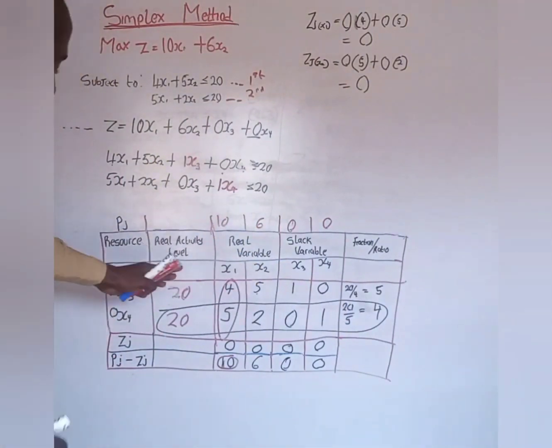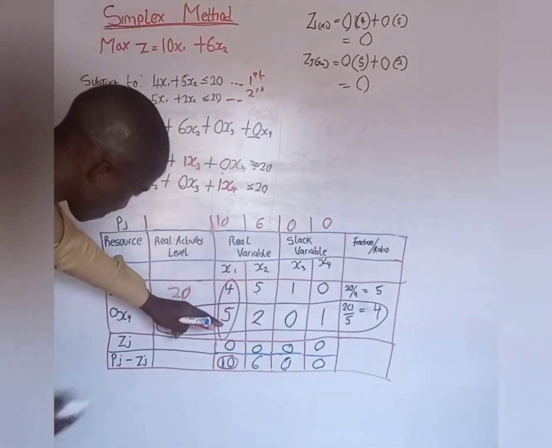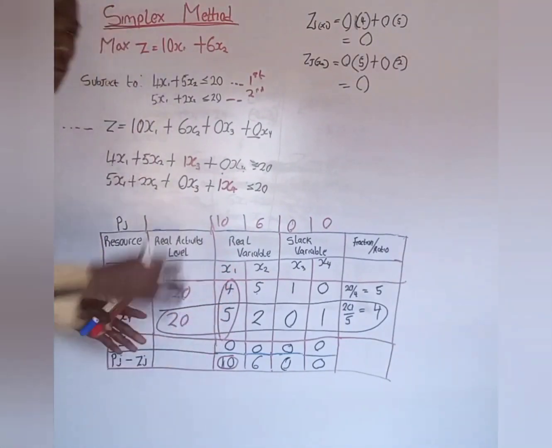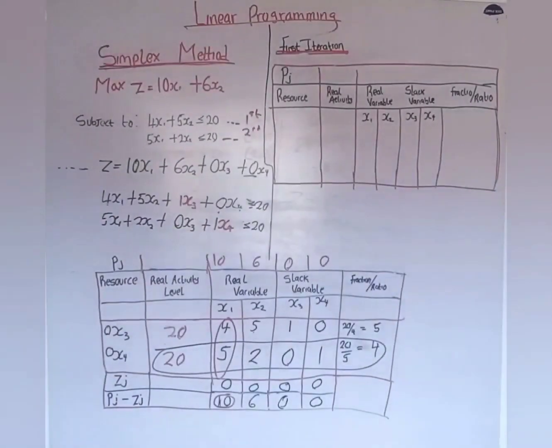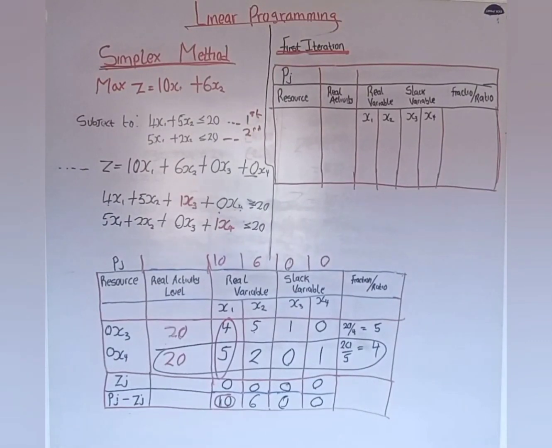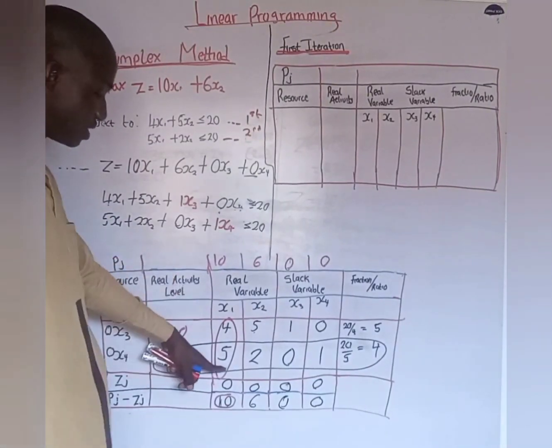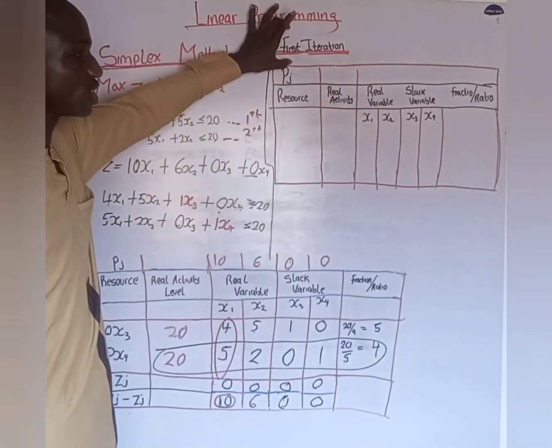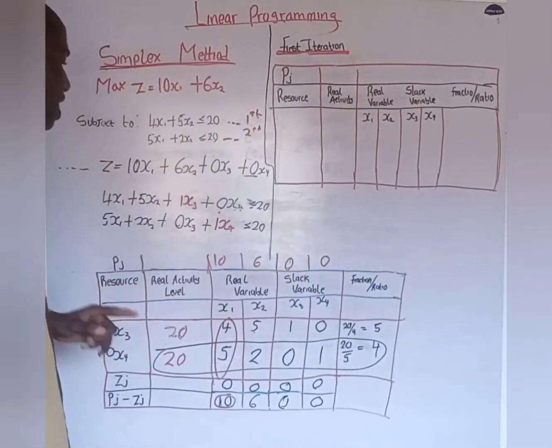Now, if you look at this, the element that intersects both the key row and key column is 5. So my key element is 5. After getting my key element, I proceed to the first iteration table. Now I want you to pay attention.